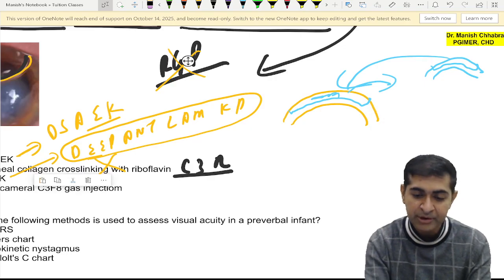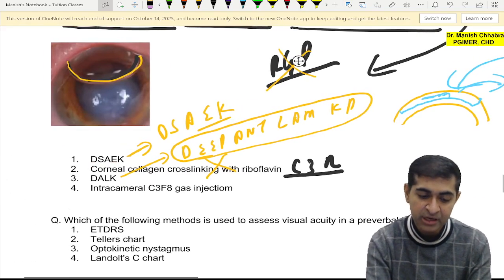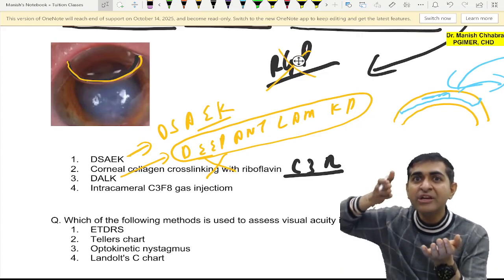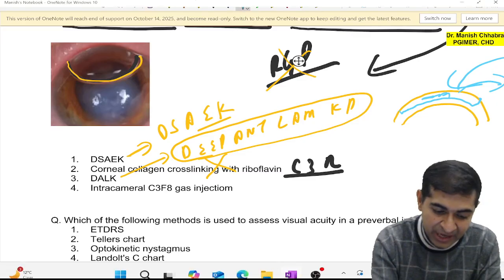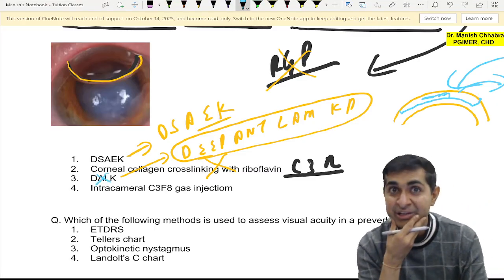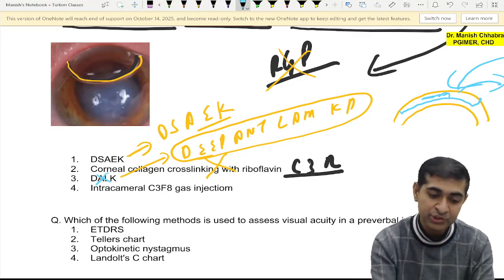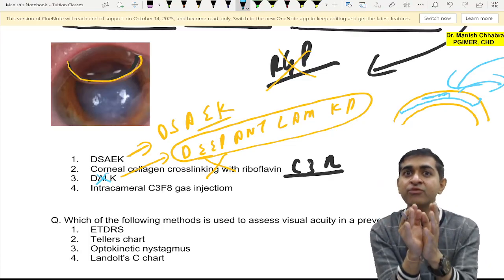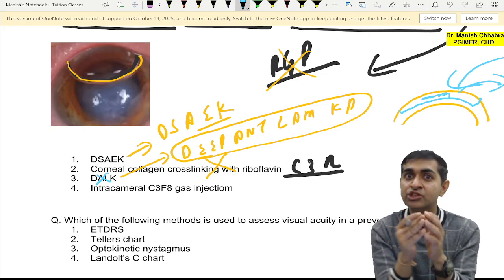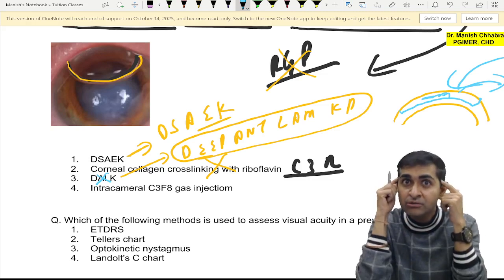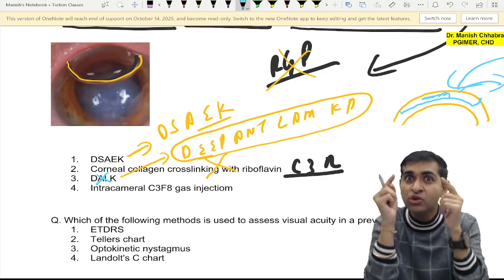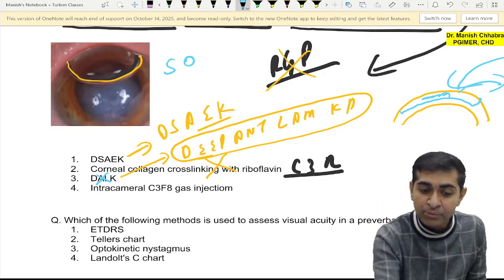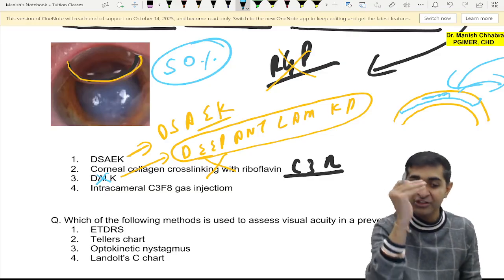What do you think? Would we put any bubble in deep anterior lamellar keratoplasty? We are not even entering here. We are not entering into the anterior chamber. So DALK is also eliminated. Now we are left with two options, DSAEK and intracameral. Guys, even if you are not aware of the question based on your other topics, based on your educated guesses, you can still mark it. Now you have a clear-cut 50% chance of getting this question correct.